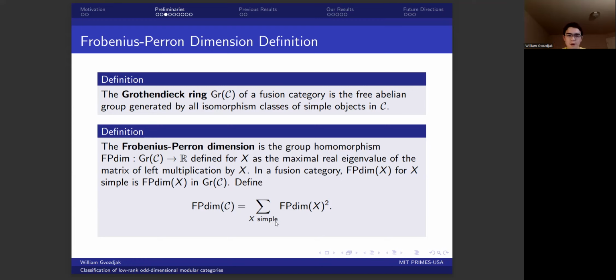So we say that the Frobenius-Perron dimension is the group homomorphism that goes from the Grothendieck ring of C to the real numbers. And it's defined for a basis element X as the maximal real eigenvalue of the matrix of left multiplication by X. And then we do this translation back into our fusion category. So we say, in a fusion category, the Frobenius-Perron dimension of a simple object X is just the Frobenius-Perron dimension of X in the Grothendieck ring of C. Then for the actual category as a whole, we define the Frobenius-Perron dimension of C as a category to be the sum of the squares of the FPDIMs of all of the simple objects X in the category.